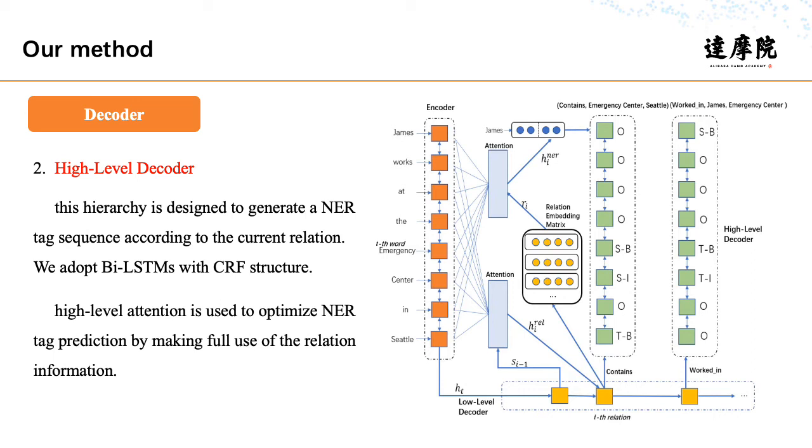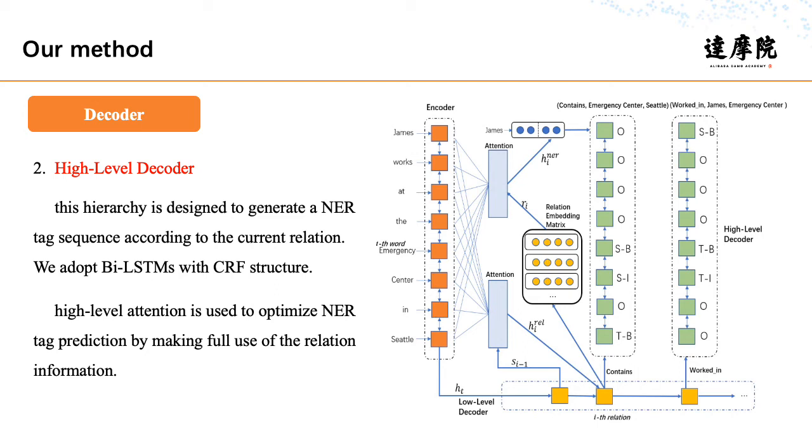About the high-level decoder, this hierarchy is designed to generate a NER tag sequence according to the current relation. We adopt bi-LSTMs with CRF structure. CRF can learn the transition probability between tags, which has a certain constraint on the generation of adjacent tags. High-level attention is used to optimize NER tag prediction by making full use of the relation information.